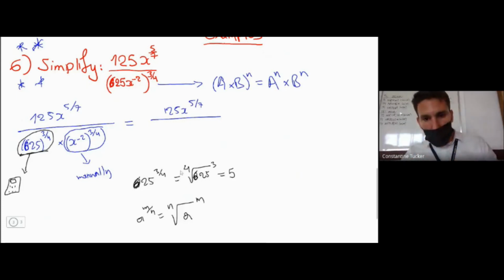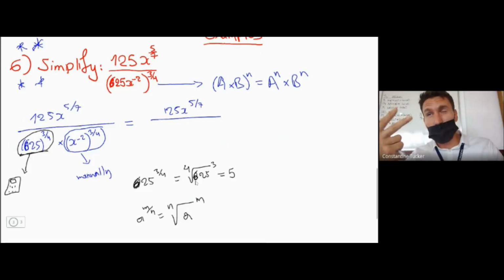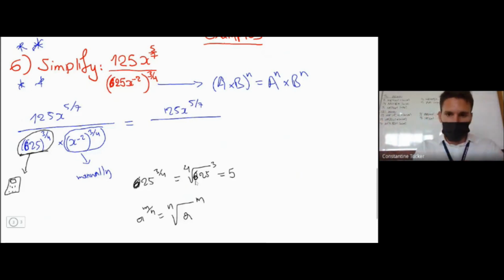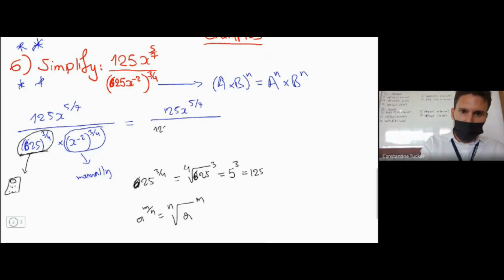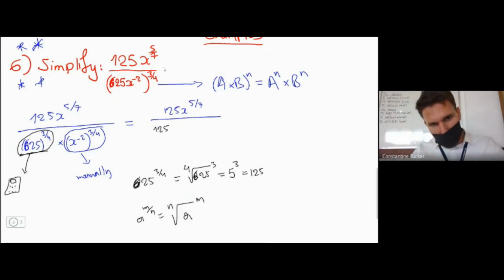Okay, so the quartic root of 625 should be 5, because 5 times 5 is 25, times 5 is 125, times 5 is 625. So here we've got 5 raised to the power of 3, basically, which gives us 125. So in the denominator, we have 125. See what I've done there, 125 here, 125 here. I'm so proud of this.